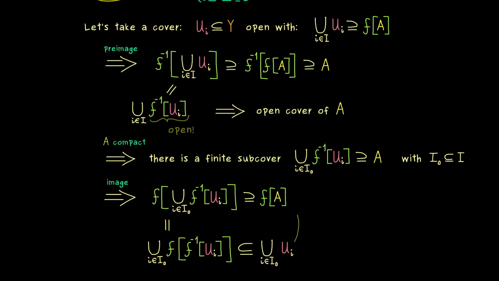So after starting with an arbitrary open cover of the image f of A, we ended with a finite subcover. So we always find a finite subcover, which means that we have a compact set. So that's exactly what we wanted to do, and the proof is finished. So please remember this important result: continuous images of compact sets are always compact.